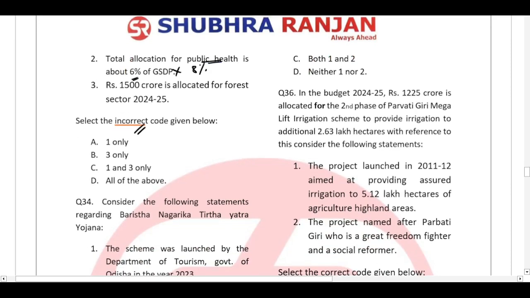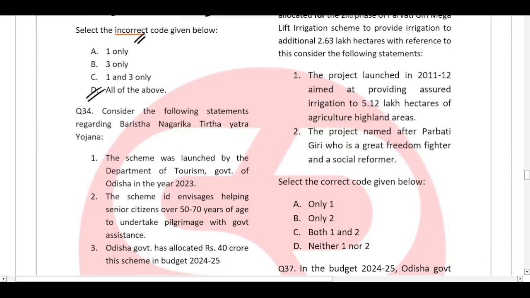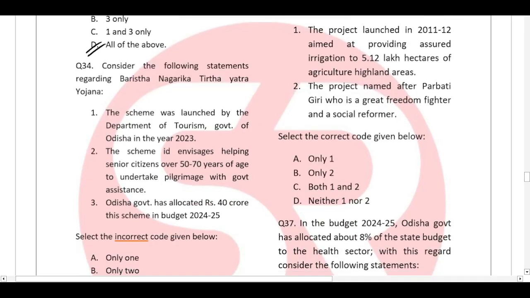1,500 crore is allocated for the forest sector. Again, this is also wrong. 1,219 crore was allocated to the forest sector. So select the incorrect. All three are incorrect. So all of the above is the correct answer. And don't worry about questions like this. If you are very sure about the facts, attempt such questions. If you are not sure of the facts, you can skip such questions if there are one or two.